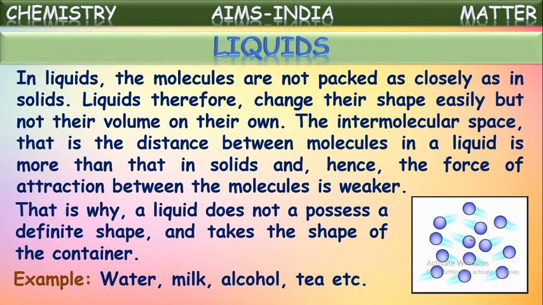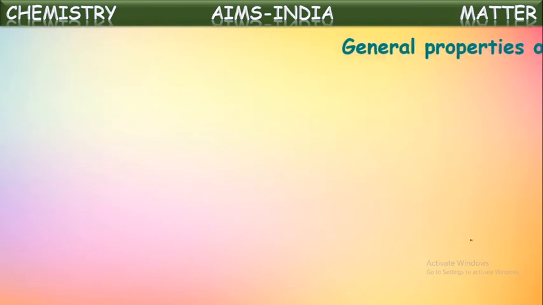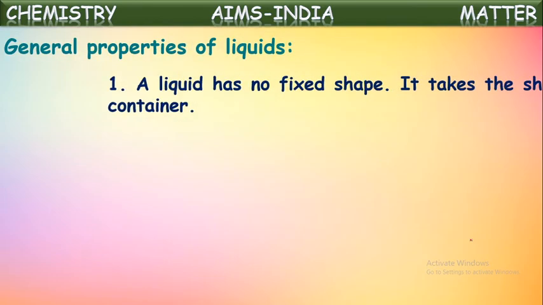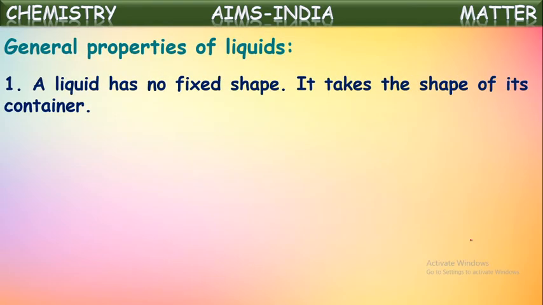Examples for liquids you see: water, milk, alcohol, tea, some fruit juices, oils. These all come under examples for liquids. These have a fixed volume but no fixed shape. Okay. Now let us see generalized properties of liquids. A liquid has no fixed shape. It takes the shape of the container.